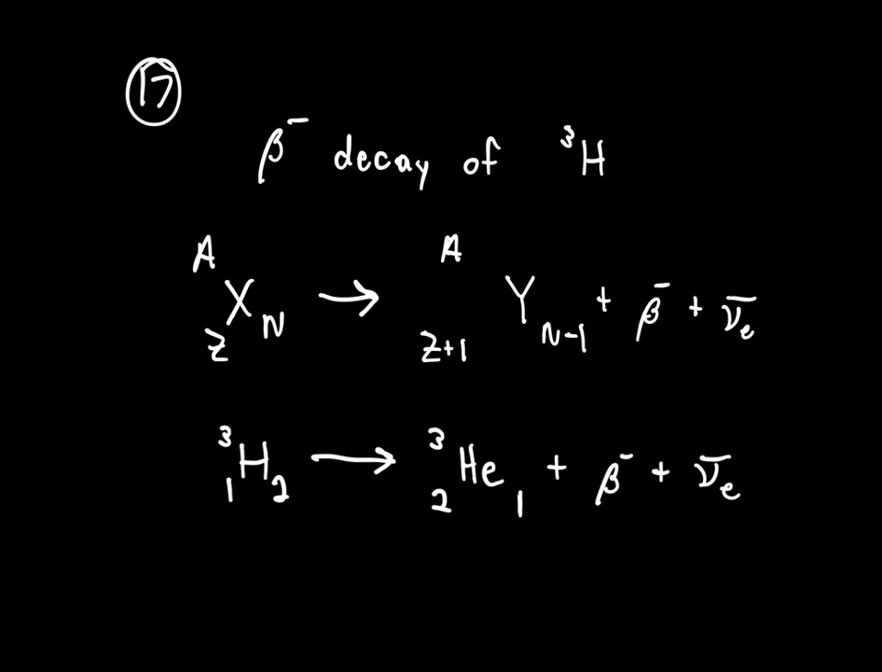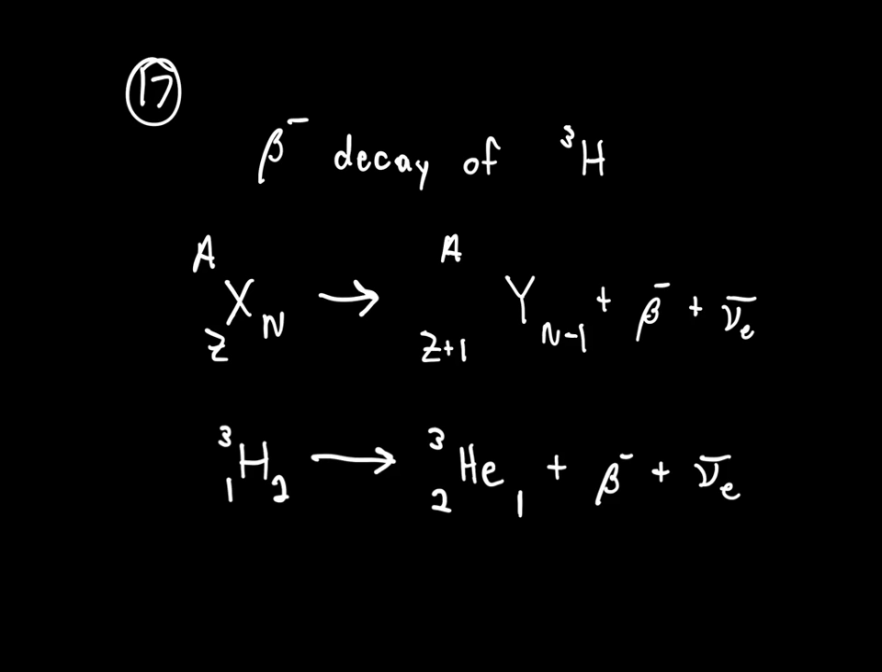We know A stays the same because that's what happens in beta decay. We know our Z increases by 1 up to 2. We know our N decreases by 1, so it goes from 2 down to 1. And we know this symbol is helium because helium is the second element on the periodic table. Plus an electron, plus a neutrino. Something else to notice about these reactions. Charge stays the same.